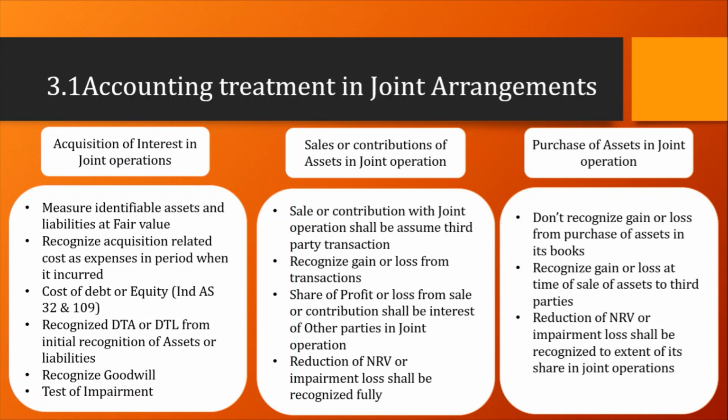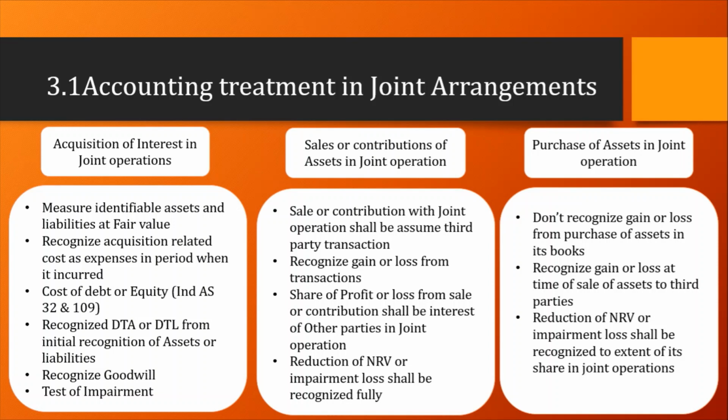If we are talking about the first transaction, acquisition of interest, when the entity acquires an interest in a joint operation, and if such joint operation is considered a business as defined under Ind AS 103 Business Combinations, we have to do the accounting by the following steps. First, measure the identifiable assets as well as the liabilities at fair value. If there are any exceptions, we have to follow the exceptions of Ind AS 109 or other Ind AS.